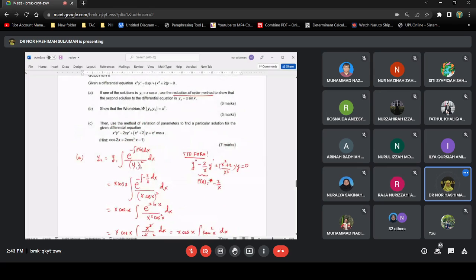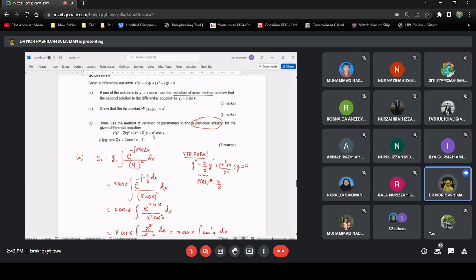Okay, right. So that is question B. Question C, use the method of variation of parameters to find a particular solution. Dia nak particular solution sahaja ya. So nak cari YP again. Ini soalan ni berkait-kait dengan yang di atas ya.